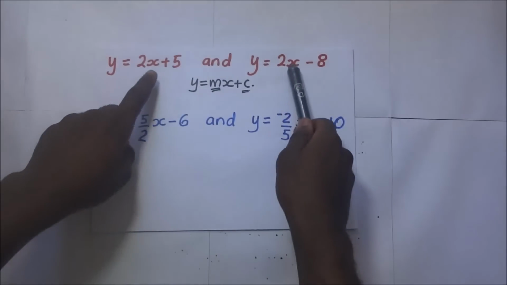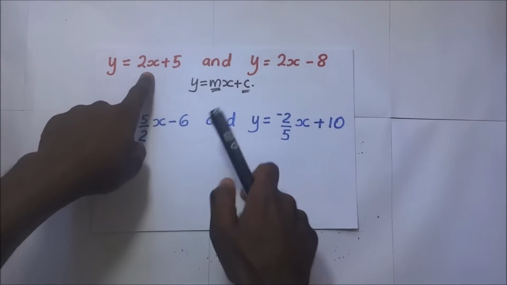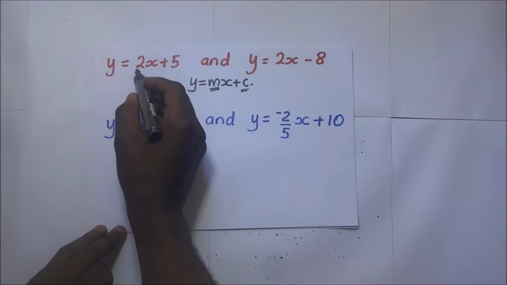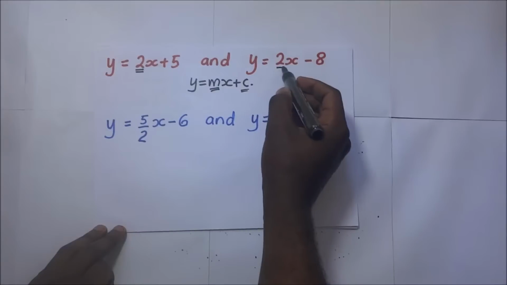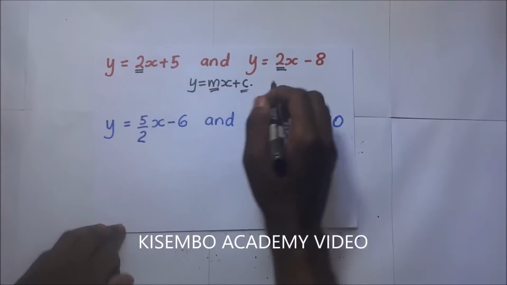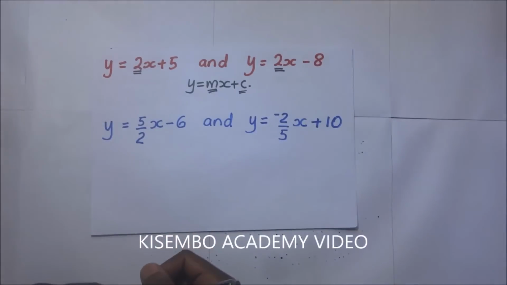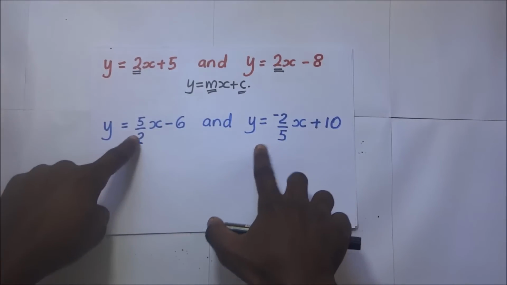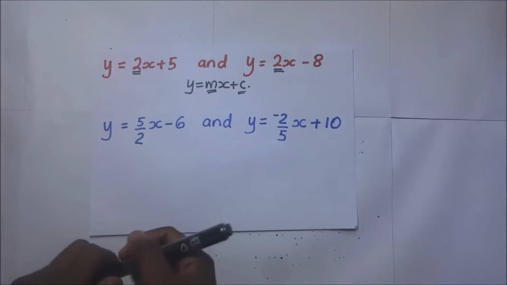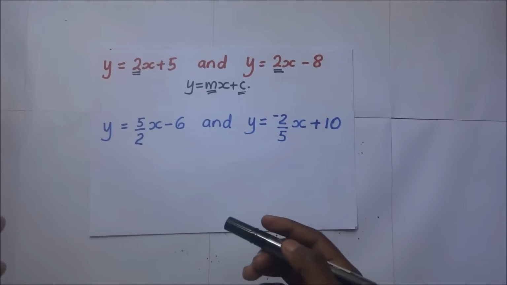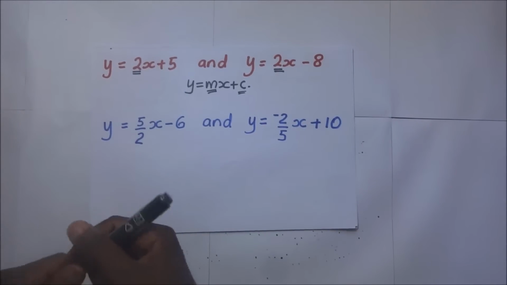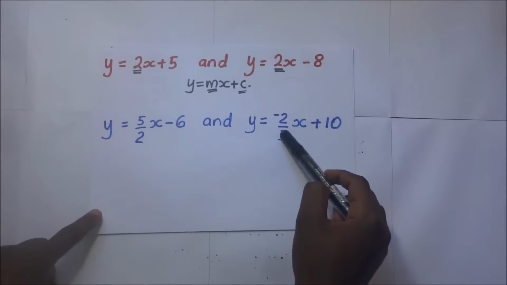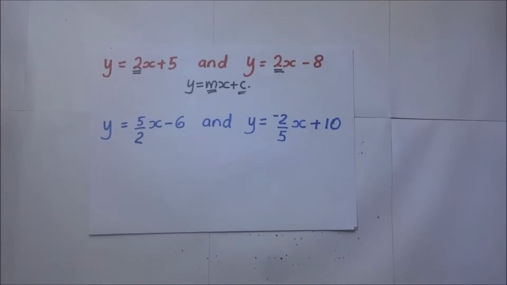Now if you look at these ones in red, you'll discover that the value of m is the same. This is y = mx, the value of m here is 2, and the value of m here is also 2. So when you look at these 2 equations, the value of m is the same. But when you look at these other 2 equations, the values of m are not exactly the same. They are just changing the signs. For example, the value of m here is 5 over 2, and the value of m for this one is -2 over 5. By the value of m I'm talking about the slope, the gradient of the line.